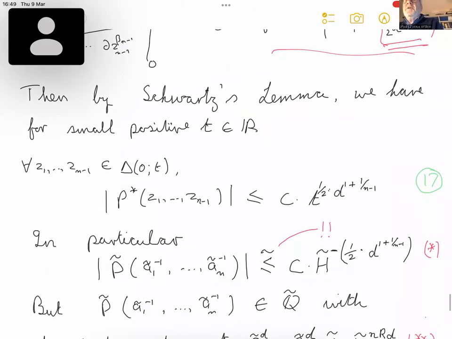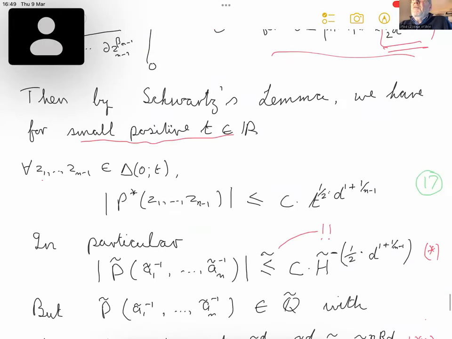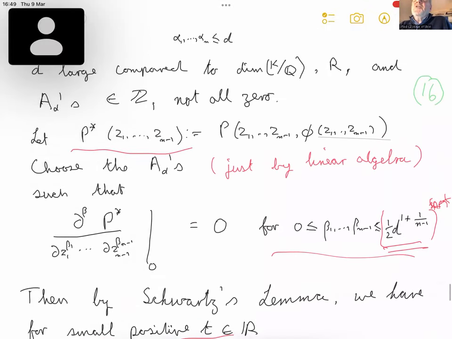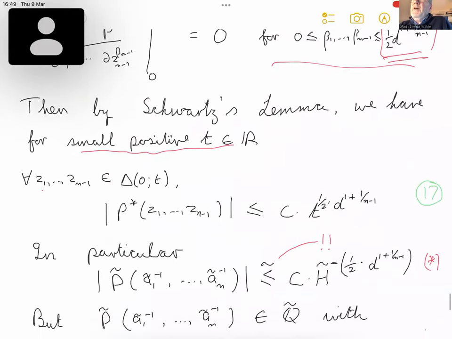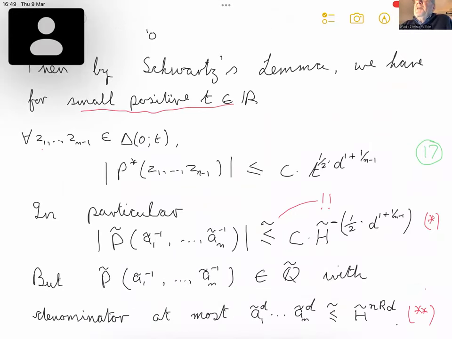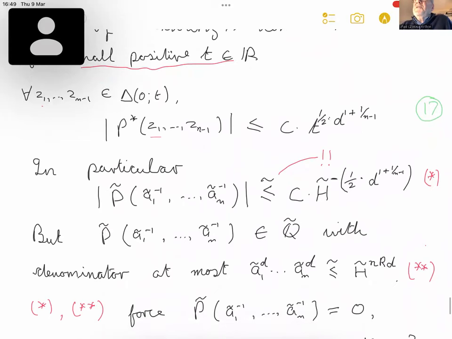Then you just use Schwarz's lemma, which tells us that for small positive t, if we take the complex numbers Z1 up to Zn minus 1, we'll only be interested in real numbers, but we take complex numbers in the disk centered zero radius t, then its modulus, because of this order of vanishing here, will be less than or equal to a constant. Now, the constant will essentially be the sum of the moduli of the A alphas, but we don't care how big that is, times t to the degree of vanishing. So that's this number here. So we can make that as small as that.